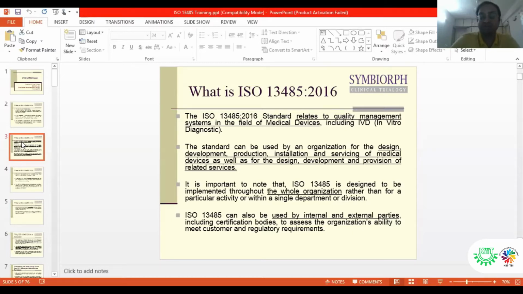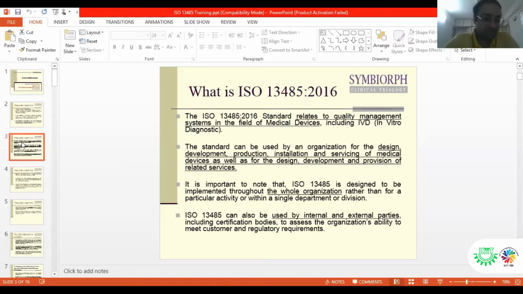Say, only the HR department or the production department. You have to have the entire system, the entire life cycle, starting from the purchasing department to the sales department, QA, QC, marketing, production, and top management. Each and every department we have identified should implement the requirements of 13485.